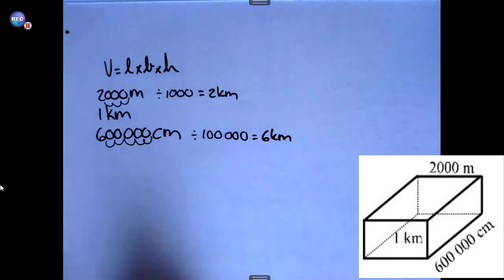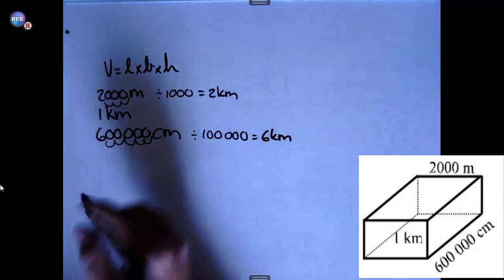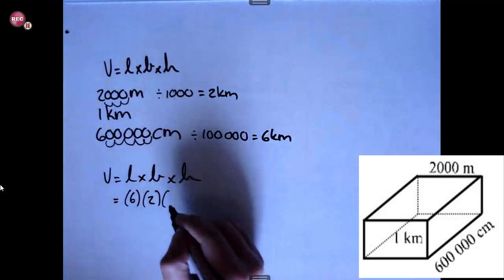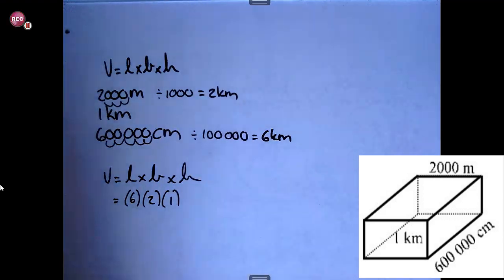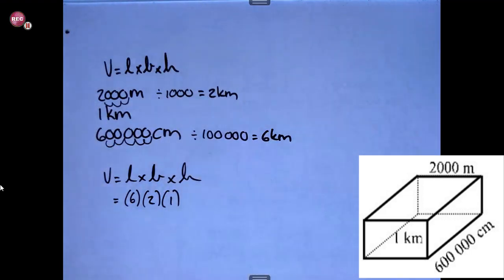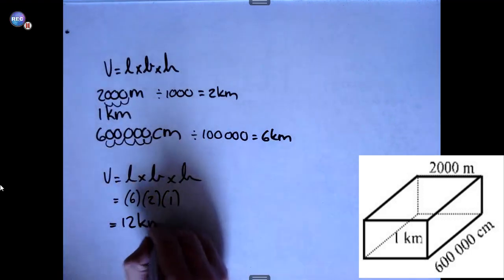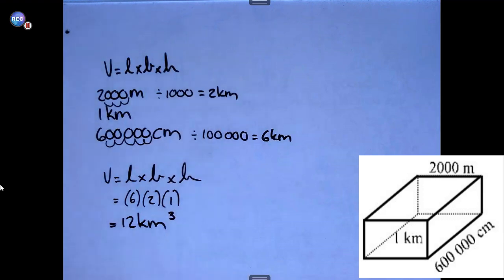Now calculating the volume is easy again. We'll say volume is equal to length times breadth times height. Then the length of this rectangle is 6, the width would be 2, and the height is 1. So 6 times 2 is 12, times 1 gives me 12 kilometers cubed. And there you've calculated the volume of the shape.